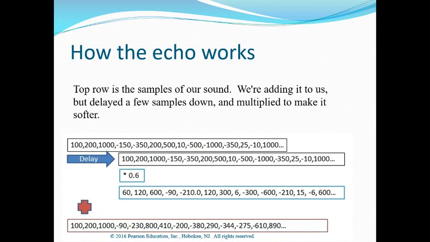So how the echo works. Top row is the samples of our sound. We're adding it to itself, but delayed a few samples down and multiplied to make it softer. So we can see 100, 200, 1000, and then we add in the echo. Here's our original sound, and here's our sound 2, multiplied by 0.6, so it's 60, 120, 600. This row is the sound multiplied by 0.6. And then we add these two together with a delay, which is the delay amount, and we start right here, and we can see that's the combination.